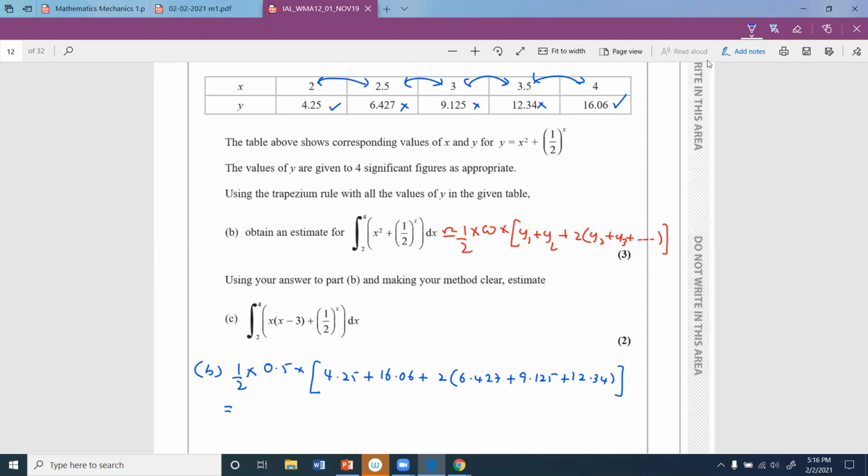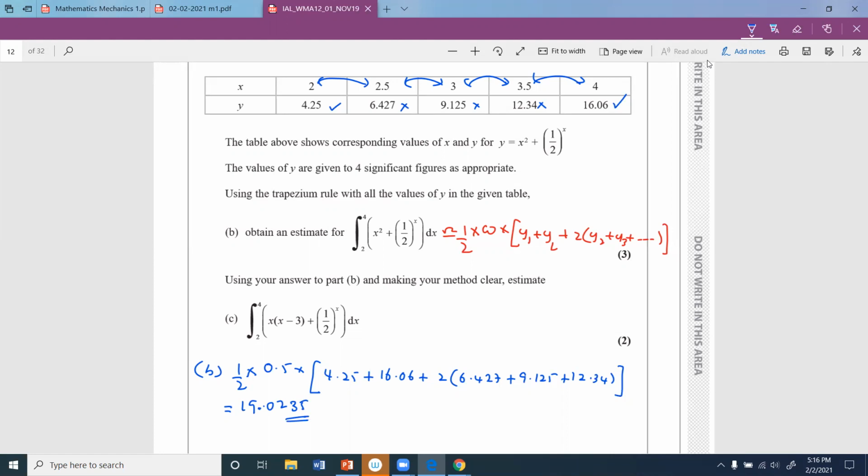The first y coordinate is 4.25 plus the last y coordinate is 16.06 plus 2 times the intermediate coordinates, 6.427 plus 9.125 plus 12.34. This turns out to be 19.0235. Right, that is the answer for that.